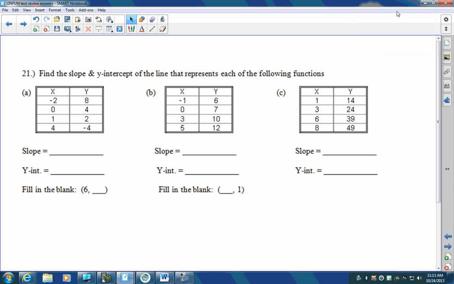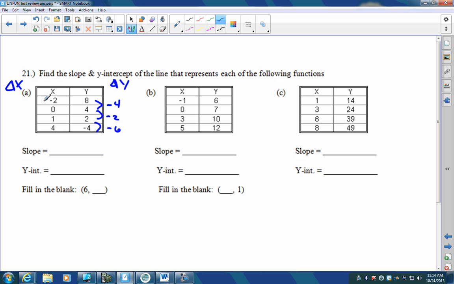All right, we're going to start with our test review starting on number 21. It asks you to find the slope and the y-intercept. Well, one thing, remember the slope is delta y over delta x. So right here it's -4, -2, and -6. Some people say, well, I can't do anything with it because those aren't the same. Well, that's not the truth.